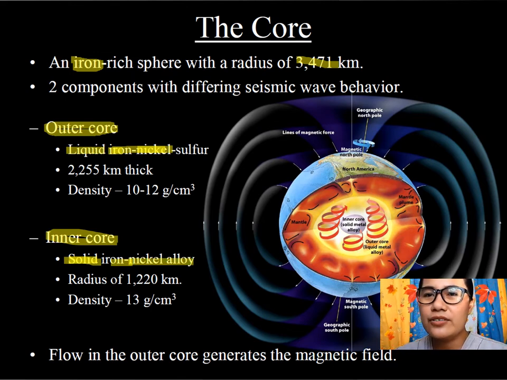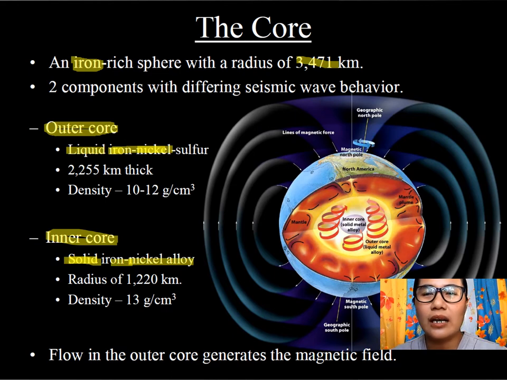It has a radius of 1,200 kilometers. Si outer core, 2,200 kilometers. So, mas baga si outer core kaysa ni inner core. The flow in the outer core generates the magnetic field of the Earth. So, sila, si outer core ug si inner core, ang nakaproduce sa magnetism sa planet Earth.